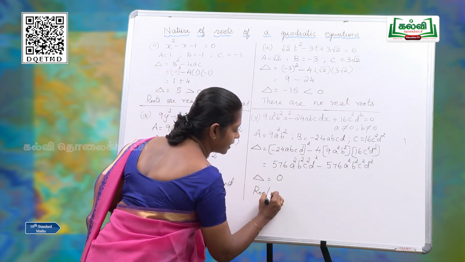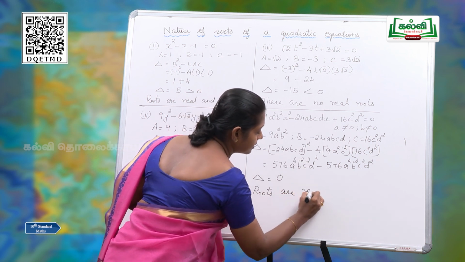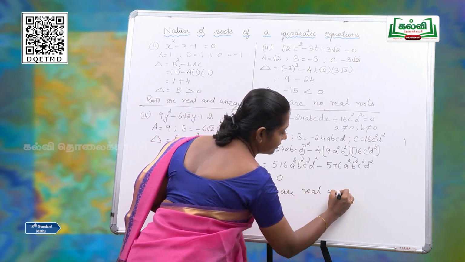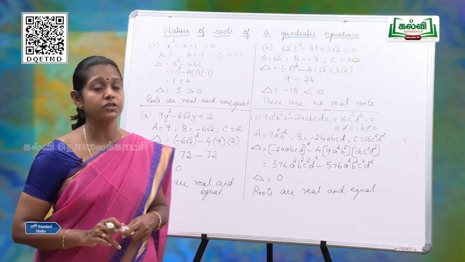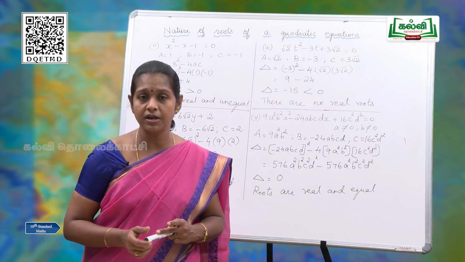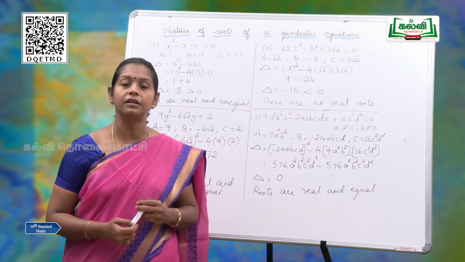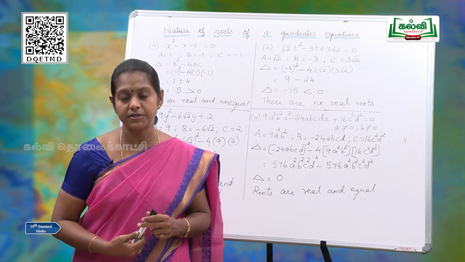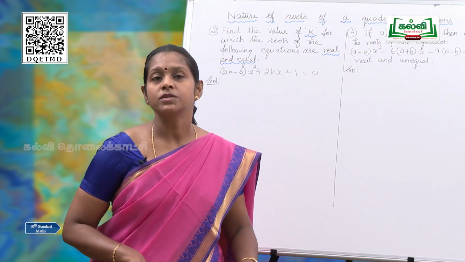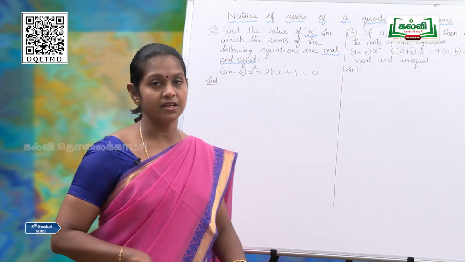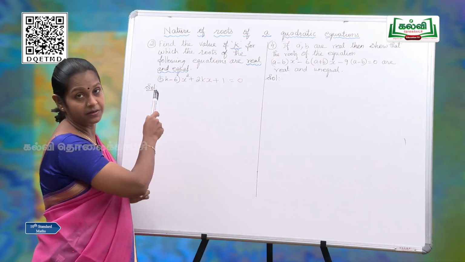So like previous sum, the roots are real and equal. So are you clear about how to find the nature of roots, children? Yes, of course. We are going to apply in the next sums. The same concept we are going to apply, and we are going to prove it. We will do some different questions in this exercise. Now, the second question.